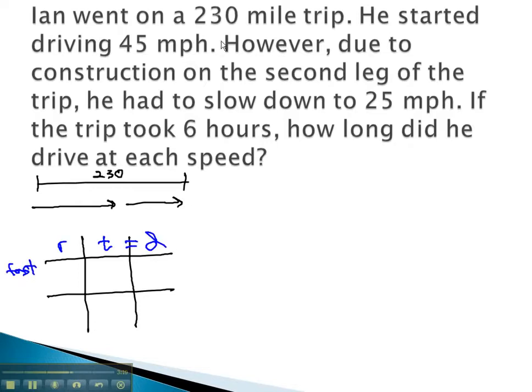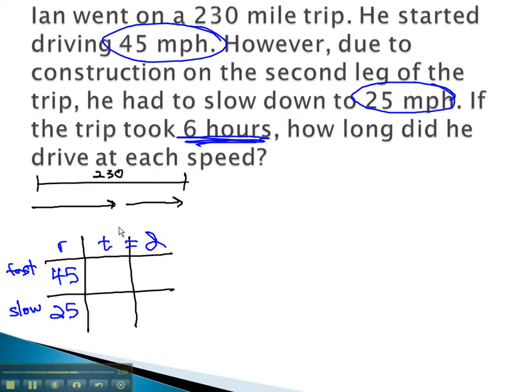And when he was going fast, he was driving 45 miles per hour. When he had to slow down to 25 miles per hour. His total trip took 6 hours. Again, we used t for the first time and total minus t, or 6 minus t for the second time. Multiplying, the first leg of the trip is 45t. The second leg is 25 times 6 minus t.